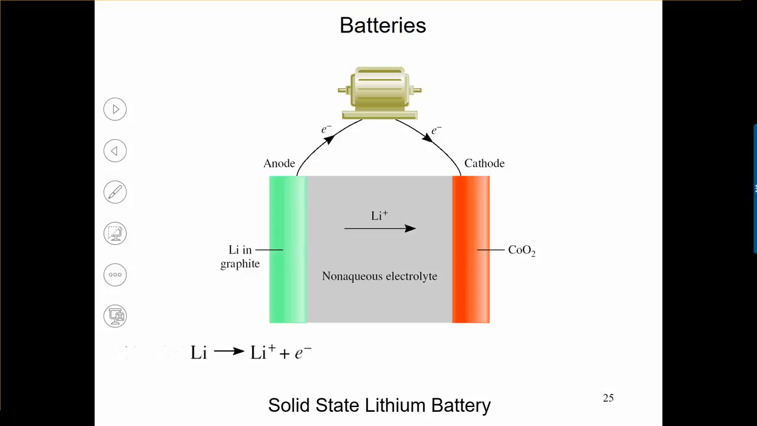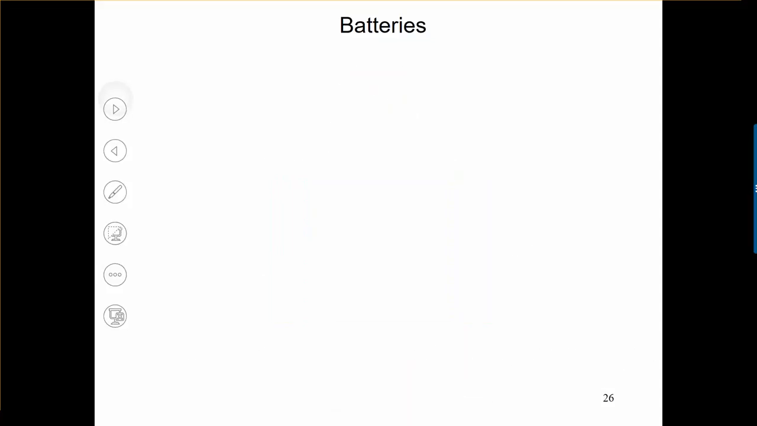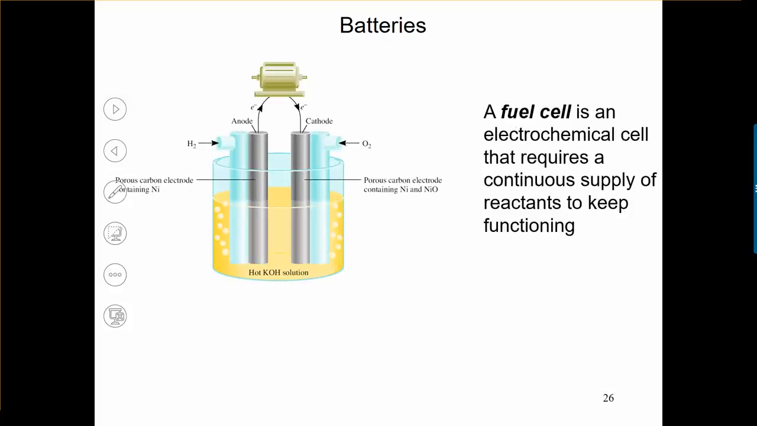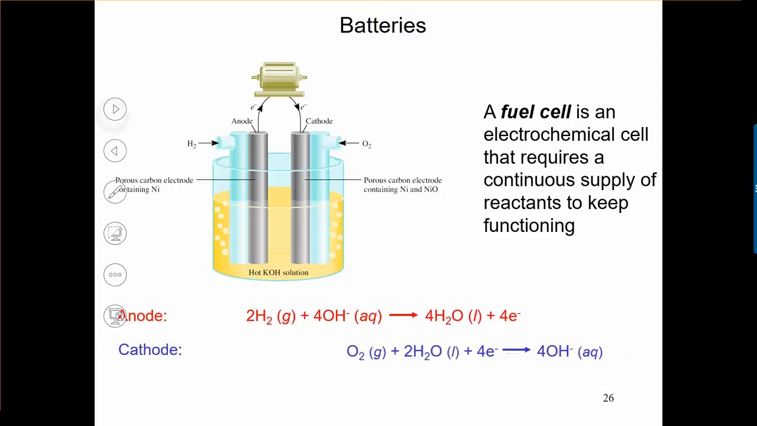Now, one of the reasons lithium is a good battery material is that if you look at your oxidation reduction potential chart, lithium is all the way at the very bottom of it, so it has a very good oxidizing potential. It's a good oxidizing agent. So you'll hear a lot of times about a lithium ion battery, because it's one of the best things to use in that way. All right, I think that's enough on batteries.